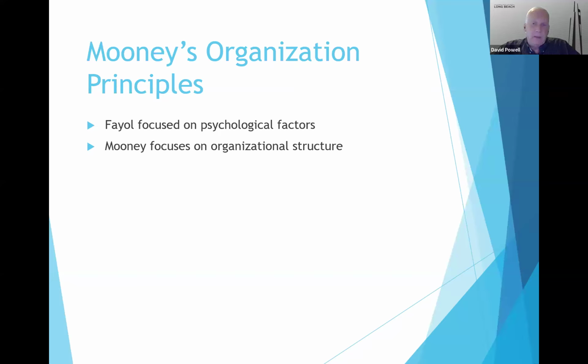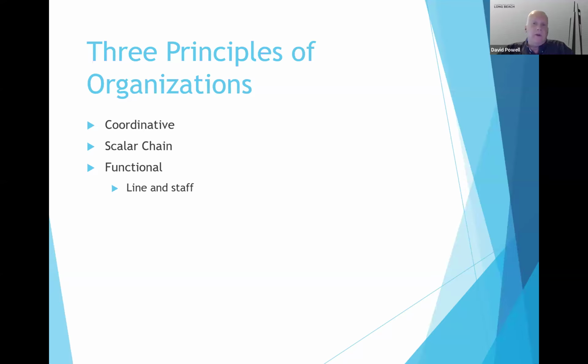Then we have Mooney. Mooney is very similar to Fayolle in terms of his belief in the principles of an organization. But the big difference is that whereas Fayolle focused on and incorporated psychological things such as initiative and the esprit de corps, Mooney is much more of a Weberian structuralist. So he really focuses on the principles of the structure of the organization. And for Mooney, there are basically three main principles of organization structures.